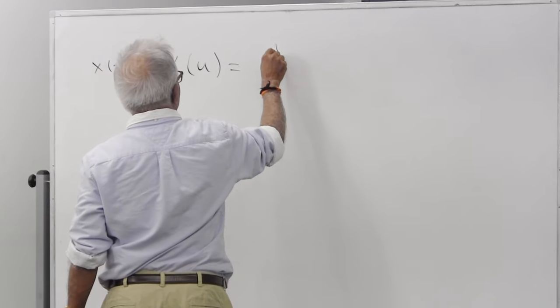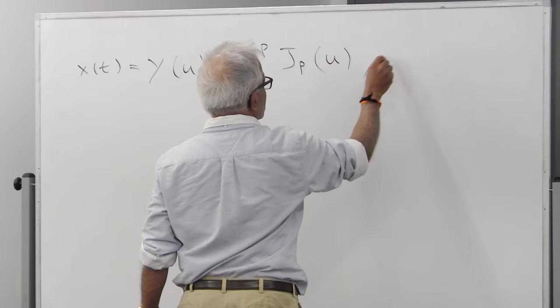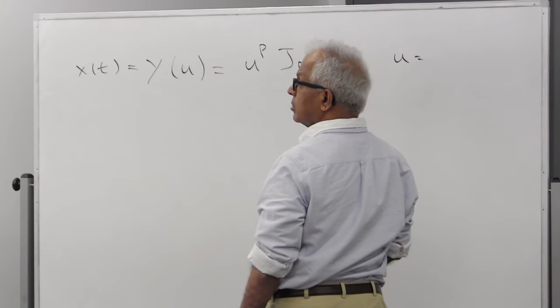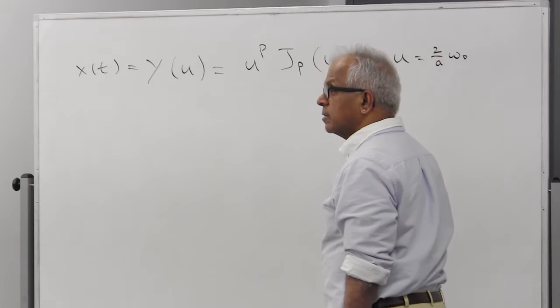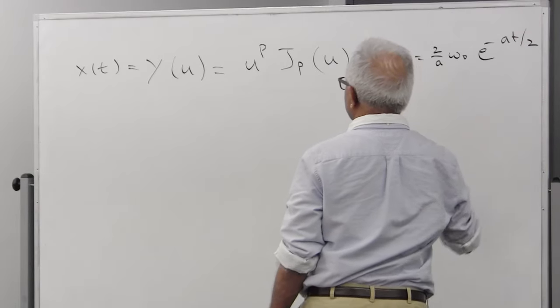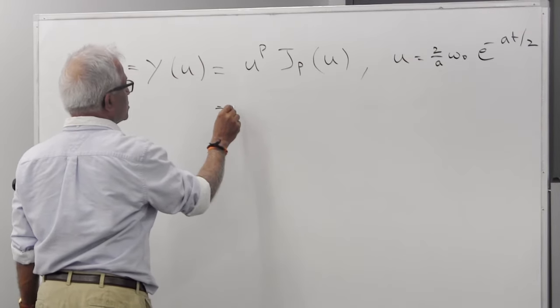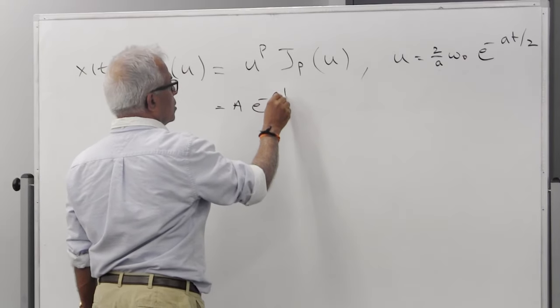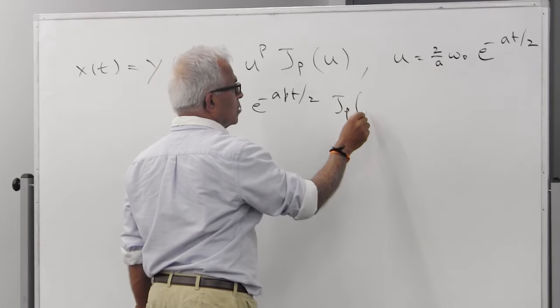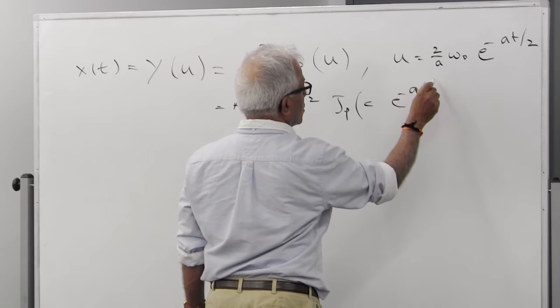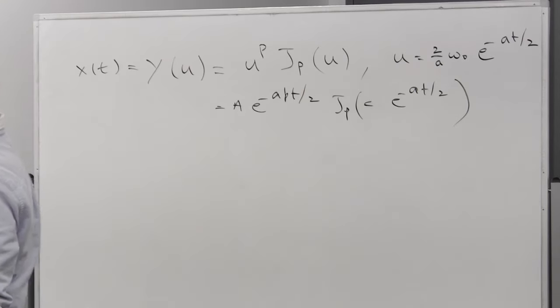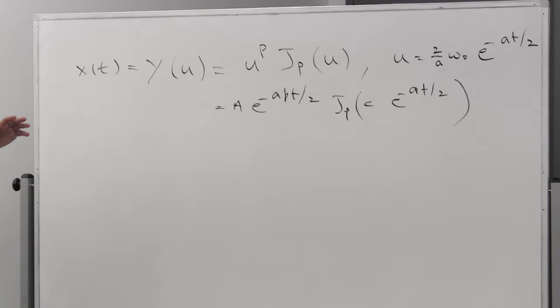So from here you can write down x of t, which is y of u, is u to the power p times J p of u, with u equal to the same substitution, 2 over a omega naught e raised to minus a t by 2, half of this. So you can substitute it here, and you can essentially see, again, it's of this form. As opposed to what we started with, just a damped cosine waveform for the ideal spring with some damping, versus a damped spring, which also ages with respect to time.